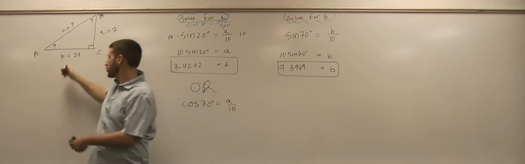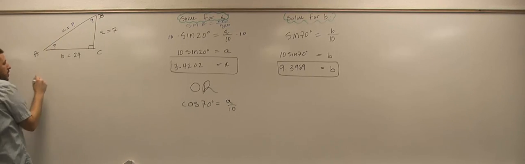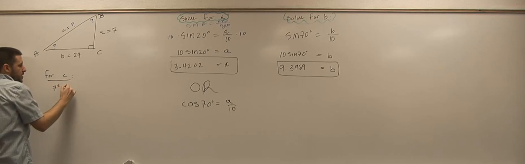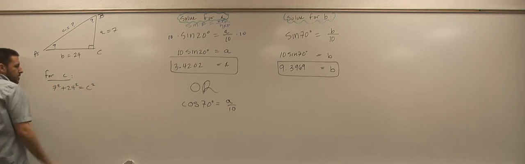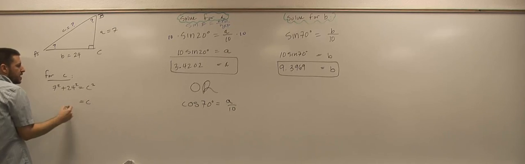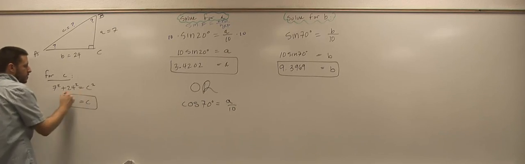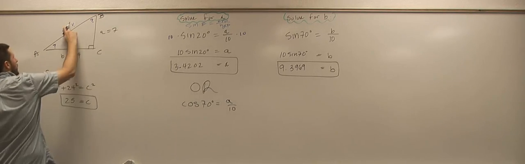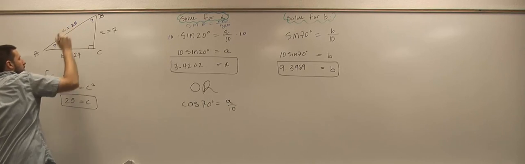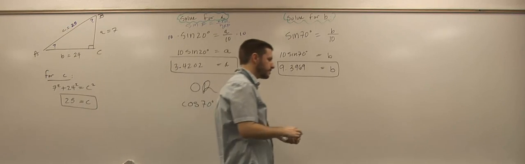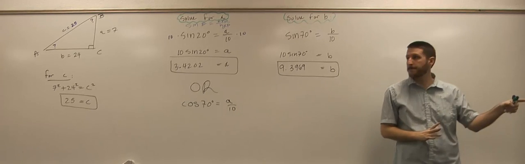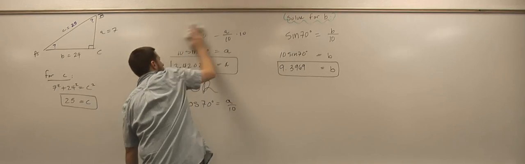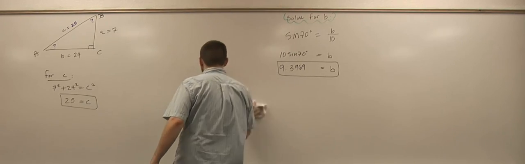This is a special triple. So for little c, you would do 7 squared plus 24 squared equals c squared, which ends up giving you c equals 25 when you add these in square root. So now we just solve for theta. Now we're going to set up a trig argument to solve for A and B.